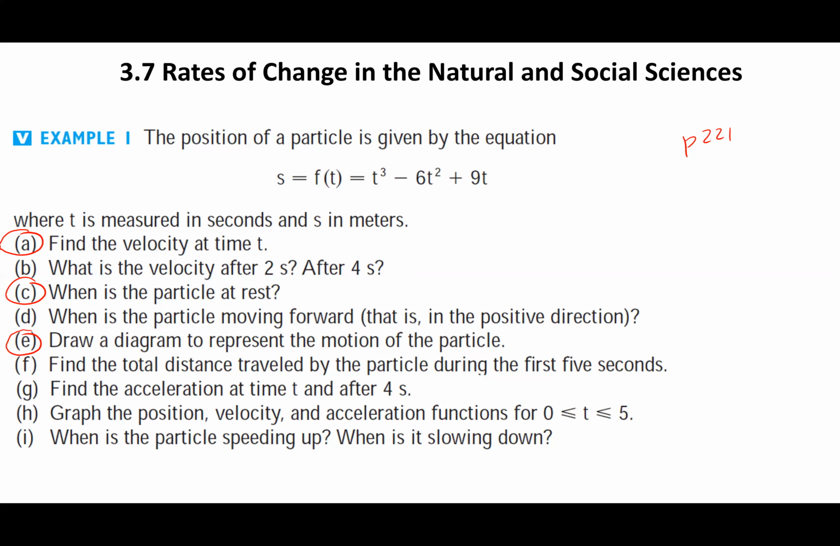Okay, perfect. Because it's a function determined by time, it's t cubed minus 6t squared plus 9t. Perfect. That's the position of my particle, whatever this particle is that's moving. Okay, t is measured in seconds and S is measured in meters. Let's go for it. Find velocity. What should we do?